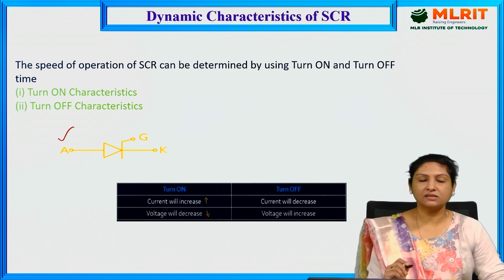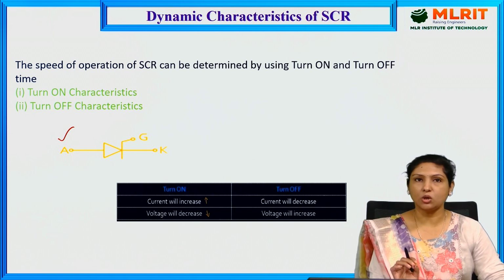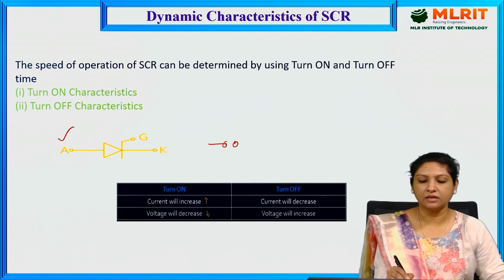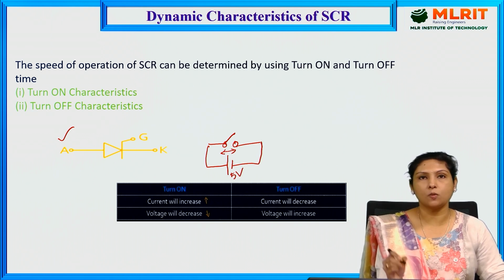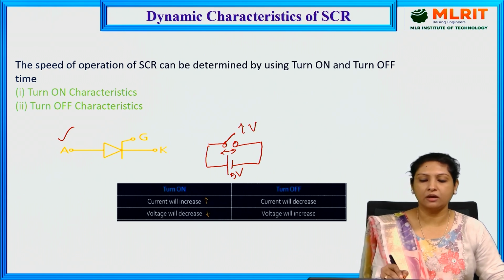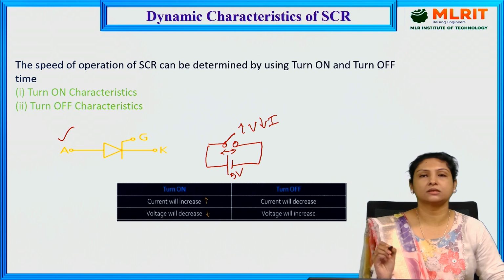For instance, I've taken this SCR as a switch. Let us see in detail what is the actual operation undergoing during the turn-on and turn-off time. If you consider turn-off of SCR, it will be acting as an open switch, and whatever voltage we apply across this SCR will appear across this open circuit. Here, the voltage will be high and current will be less.